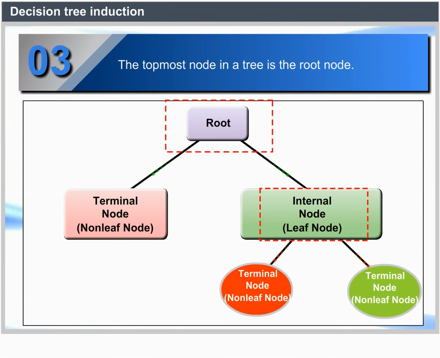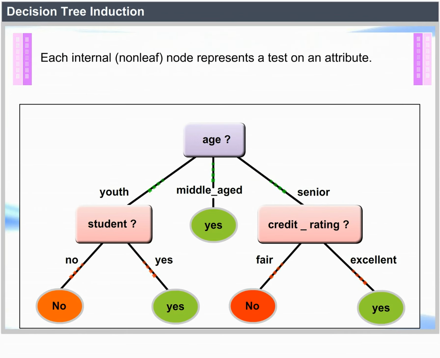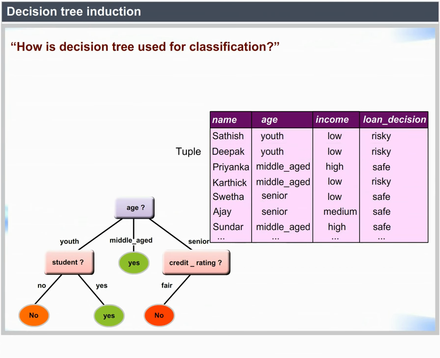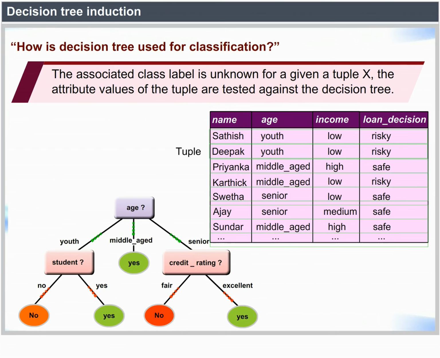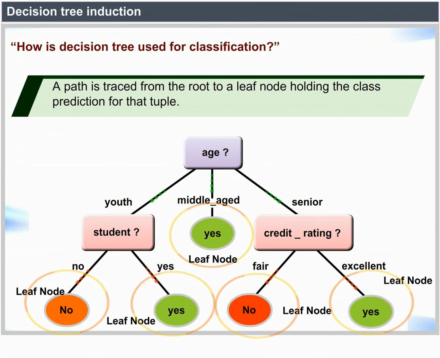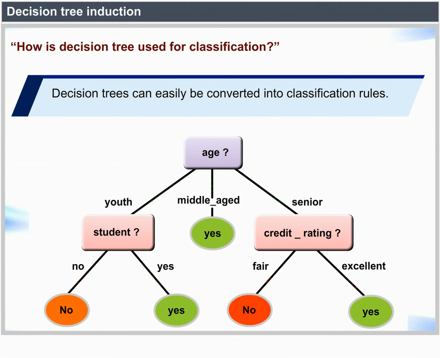Here is a decision tree for the concept buys computer, indicating whether an AllElectronics customer is likely to purchase a computer. Each internal non-leaf node represents a test on an attribute. Each leaf node represents a class, either buys computer equals yes, or buys computer equals no. How are decision trees used for classification? Given a tuple X for which the associated class label is unknown, the attribute values of the tuple are tested against the decision tree. A path is traced from the root to a leaf node, which holds the class prediction for that tuple. Decision trees can easily be converted to classification rules.